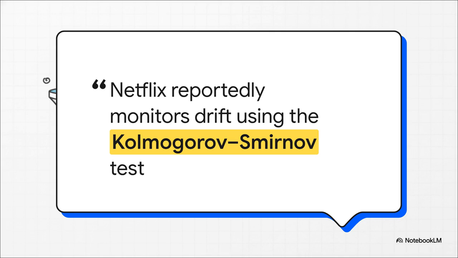A massive heavyweight in the space is the Kolmogorov-Smirnov or KS test. It's this brilliant non-parametric test that measures the maximum absolute difference between the cumulative distribution functions of 2 datasets. And fun fact from our sources, Netflix actually uses this exact test to monitor their own drift. You just compare your historical training data to your recent live data. If that difference exceeds your threshold, boom, you officially flag the drift.